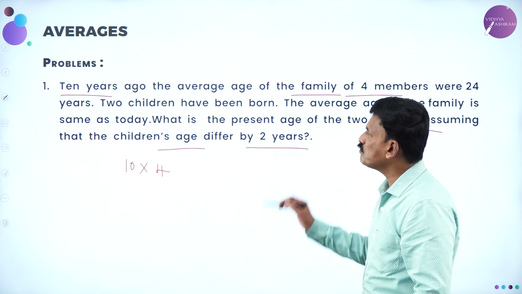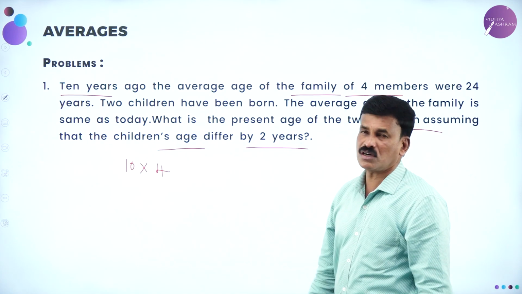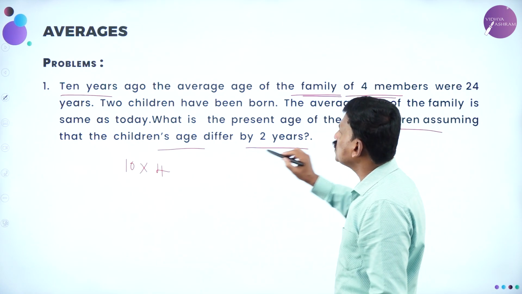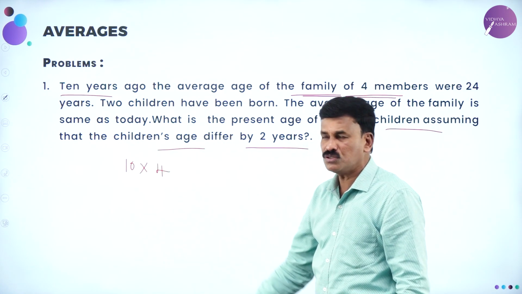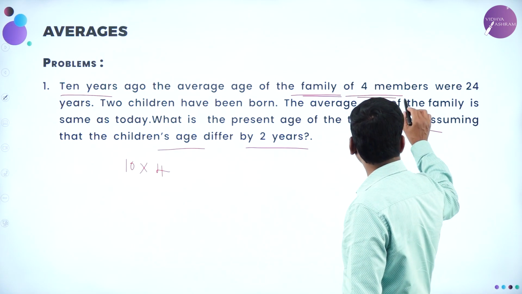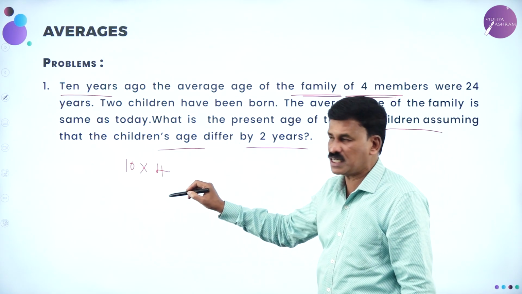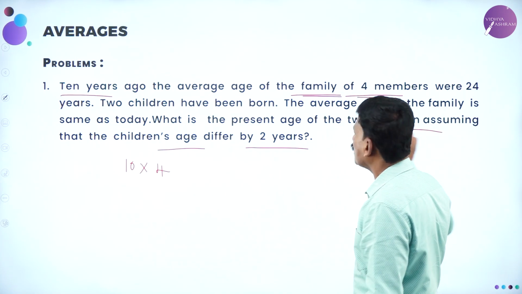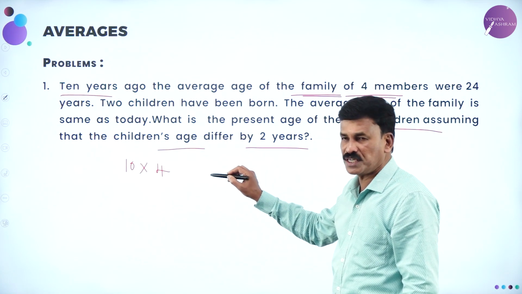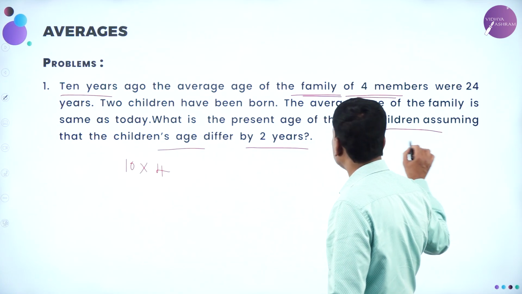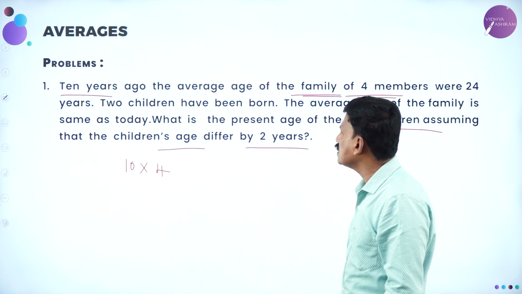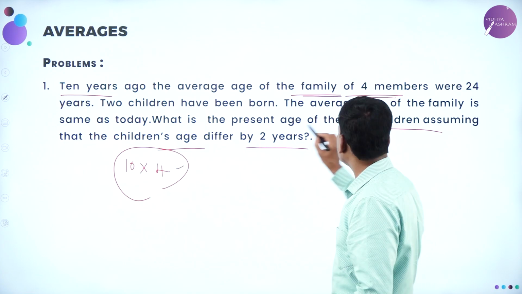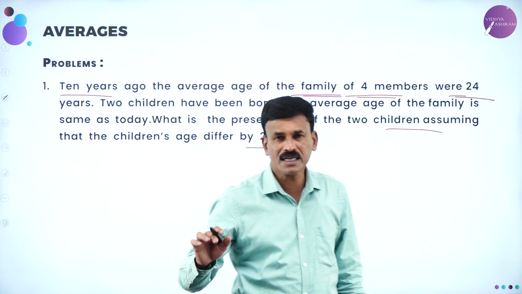So, a very important problem. 10 years ago, the average age of a family of 4 members was 24 years. 2 children have been born. The average age of the family is the same as today. What is the present age of the 2 children, assuming the children's ages differ by 2 years? Let us solve this problem.